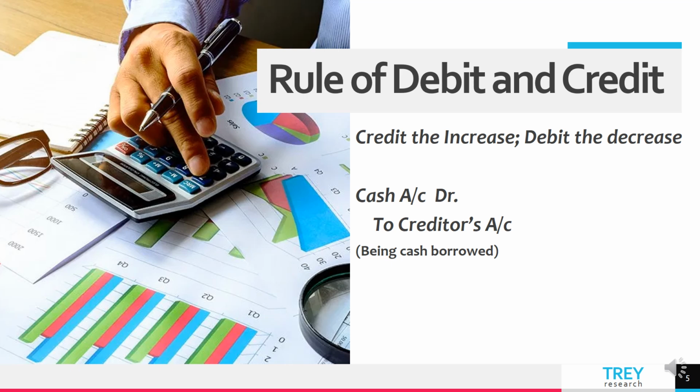Okay, now in order to understand this rule, we'll take into consideration this particular example. Being cash borrowed, we borrowed some cash, our liability increased. This particular thing is clear, I hope. Our liability is increasing. What does the rule say? Just read the rule once. Credit the increase. So, since our liability is increasing, we'll credit the liabilities account.